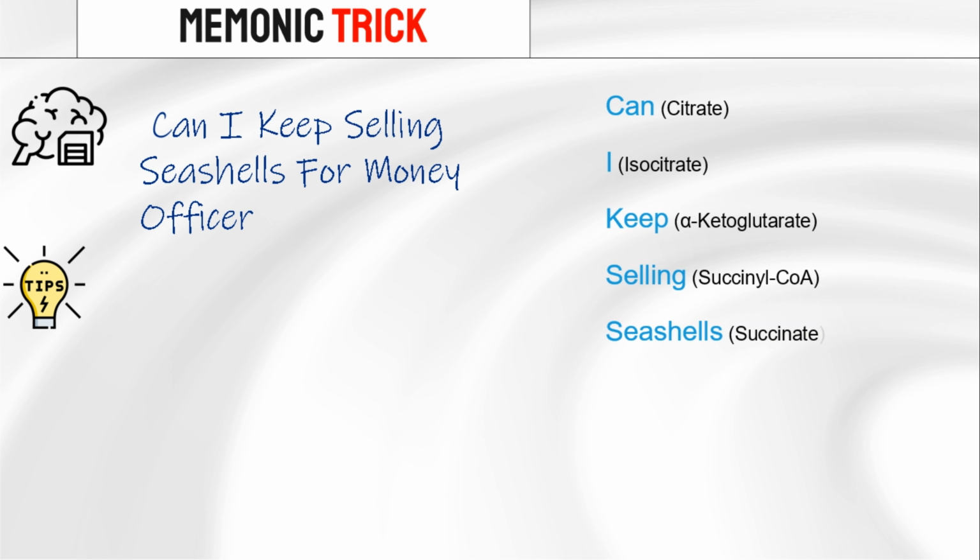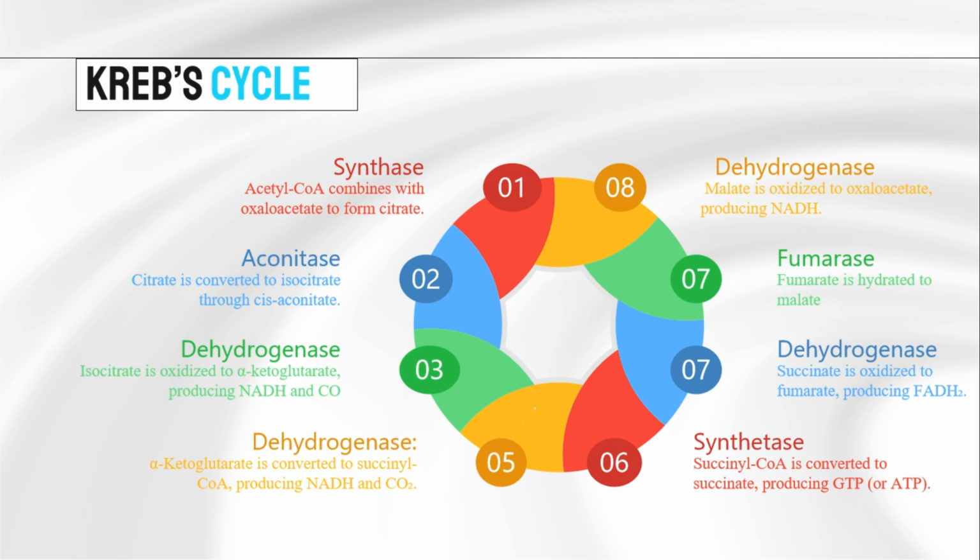GTP. Seashells is for succinate, a 4-carbon molecule. For represents fumarate, an unsaturated molecule. Money is for malate, one step closer to regeneration. Officer stands for oxaloacetate, our starting point once again. So, just remember "Can I Keep Selling Seashells for Money, Officer," and you will have the citric acid cycle down pat. Get ready for a fascinating ride through the steps of the citric acid cycle, where every molecule plays a critical role in keeping our cells energized and our bodies functioning.